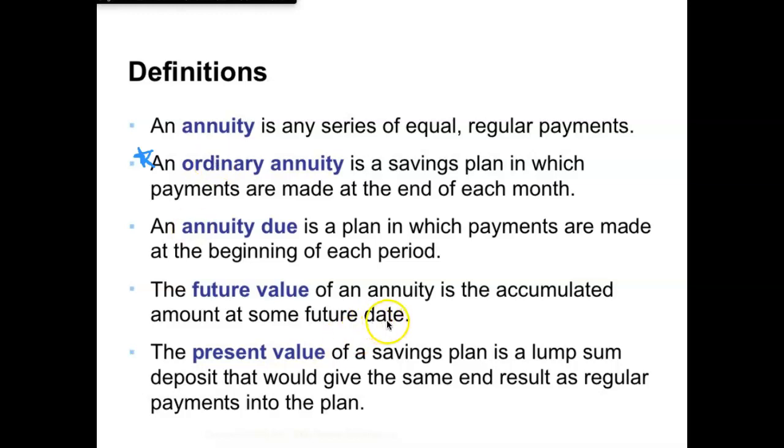All right, the future value of an annuity is the accumulated amount at some future date, and the present value is generally a lump sum deposit that's not the same amount that you're going to be depositing every month, right? So this is common in a loan or a mortgage. If you're buying a house, you'll generally have to put some amount of money down first, and then you'll pay a different amount monthly after that.